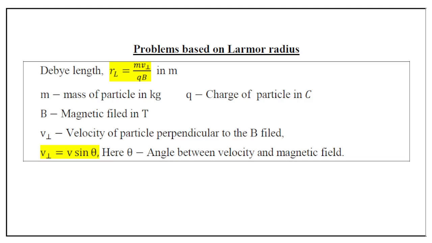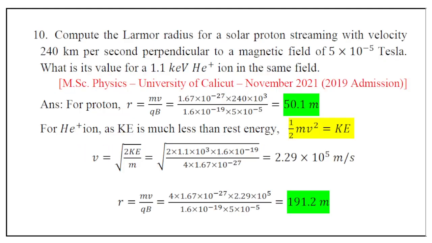Now the next type of problems are based on Larmor radius. The Larmor radius R_L is equal to m v perpendicular by q B, where m is the mass of the charged particle orbiting in the magnetic field, B is the strength of the magnetic field in Tesla, q is the charge in Coulomb, and v perpendicular is the perpendicular component of velocity, that is velocity perpendicular to the magnetic field. It will be equal to v sin theta, where theta is the angle between velocity and magnetic field.